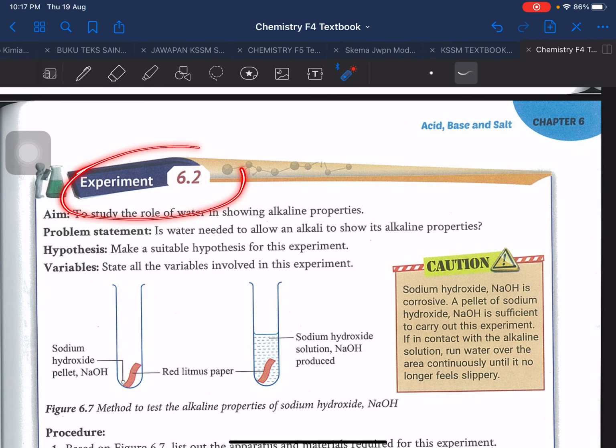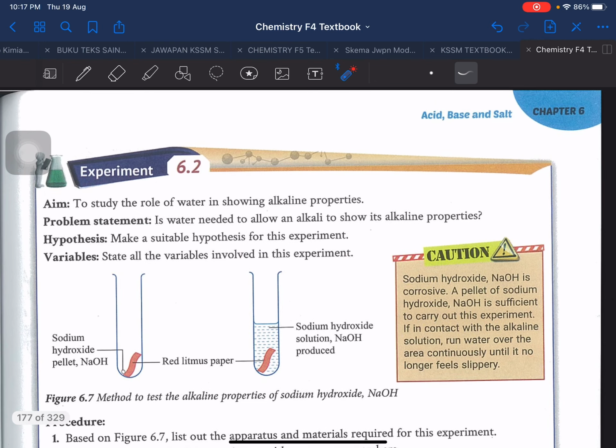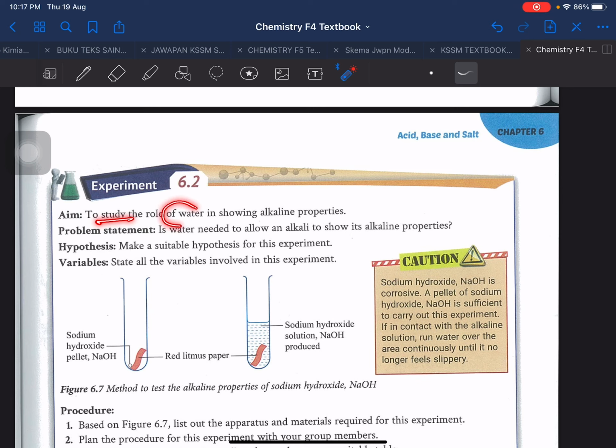Let us look at this experiment 6.2 over here. The aim for this experiment is to study the role of water in showing alkaline properties. So in this experiment sama juga kita mau tengok apa peranan air untuk menunjukkan sifat alkali. Perlukah air? Problem statement. Is water needed to allow an alkali to show its alkaline properties? Perlukah? Jawapannya memang perlulah. Okay.